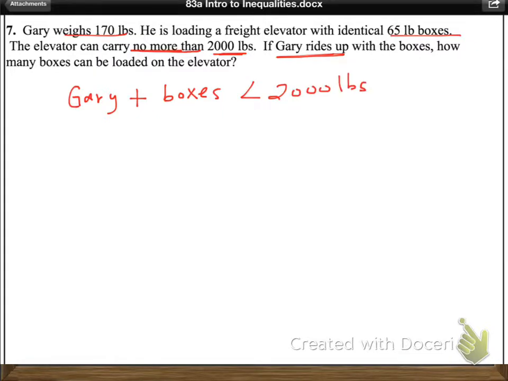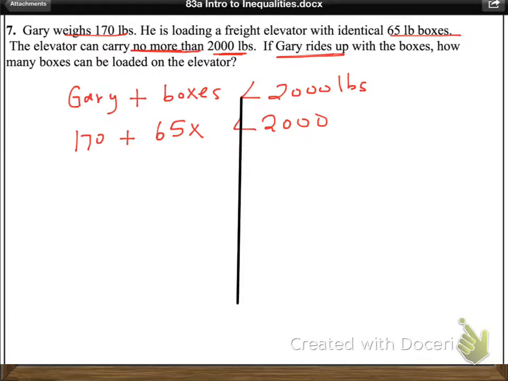Okay? So if Gary's weight is 170 pounds, we can fill that in and put 170 plus. We don't know how many boxes. That's what we're going to solve. But we do know how much each box weighs, right? Each box weighs 65 pounds times X, right? That's how many boxes that we're going to need. It's got to be less than 2,000. So there's our inequality. Let's go ahead and set the river up, and we can solve that very quickly.